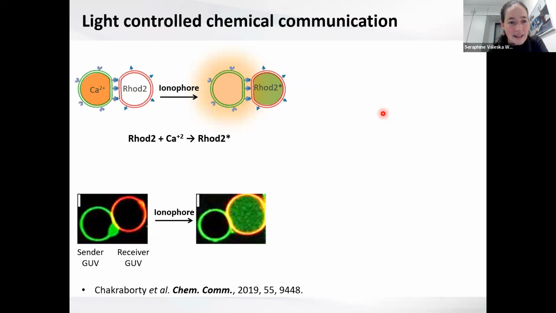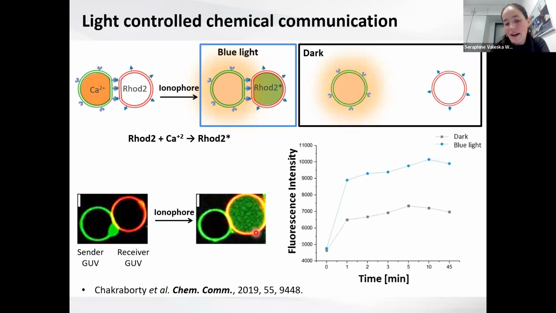So that was the design. And here is how it looks under the microscope. So the sender GUVs will always be labeled with a green fluorescent dye in their membrane and the receiver with a red one. And when we add the ionophore, you can see that the intracellular fluorescence of the receiver goes up. But does this depend on light?